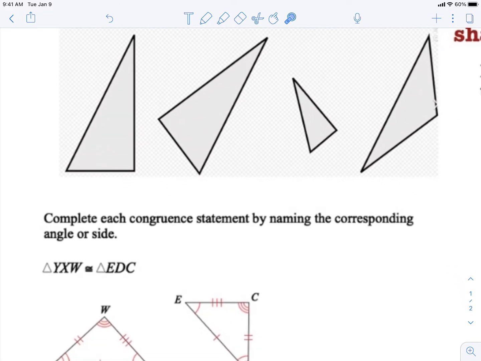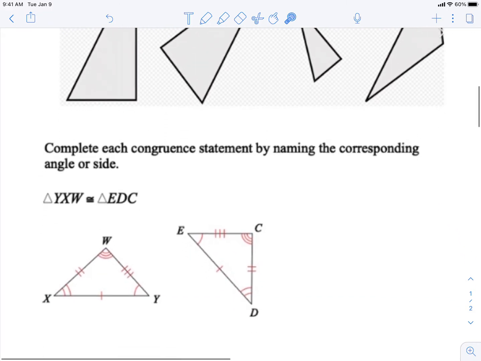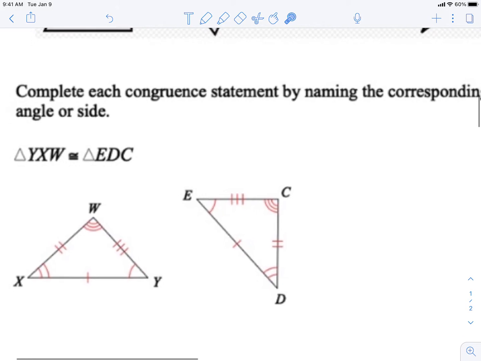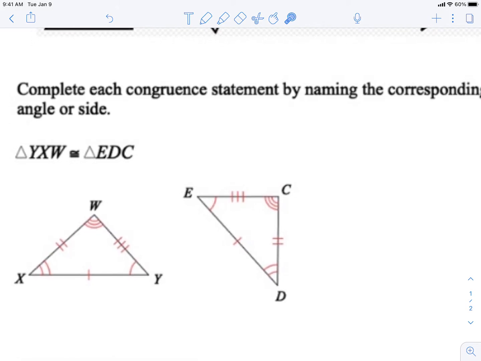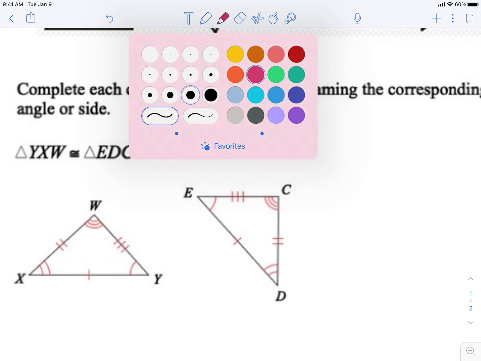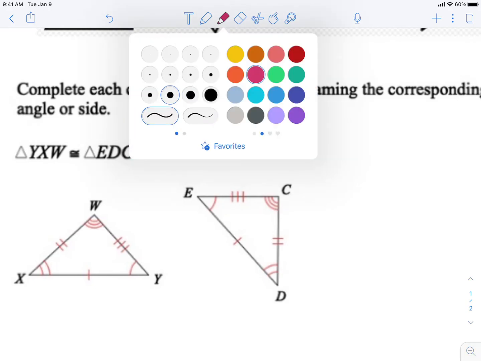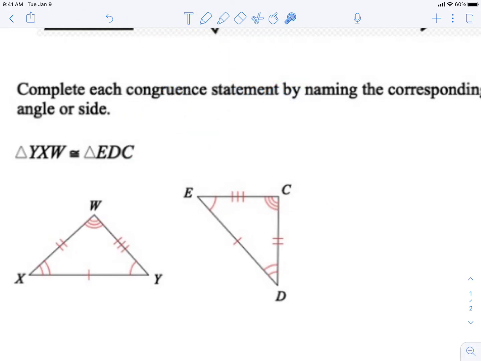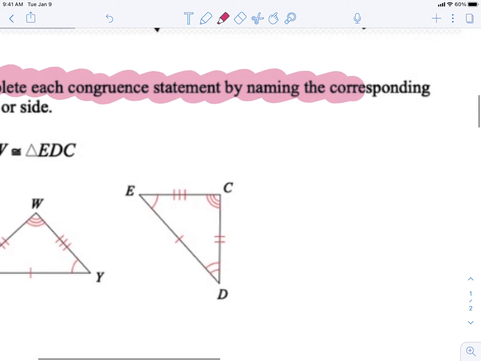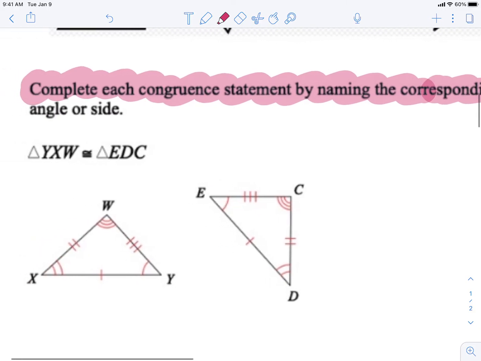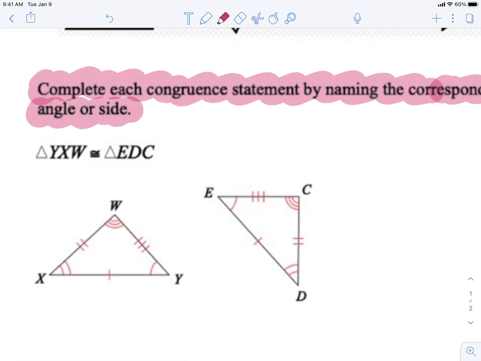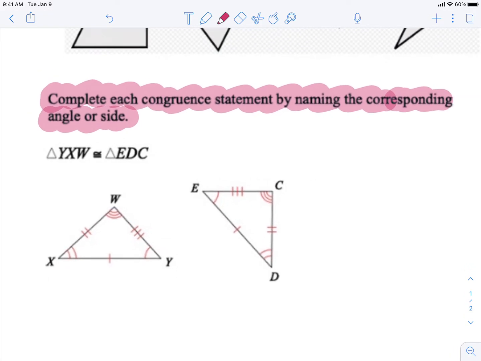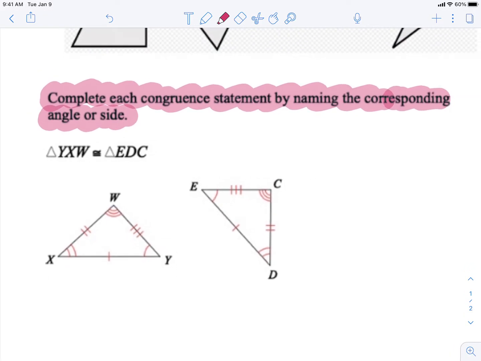So let us see what this looks like in triangles. The first set of instructions that we see is: complete each congruence statement by naming the corresponding angle or side.